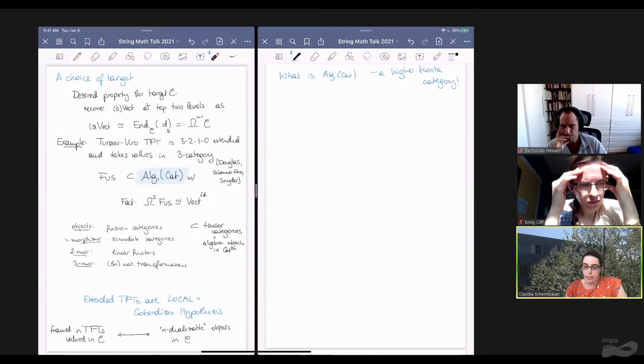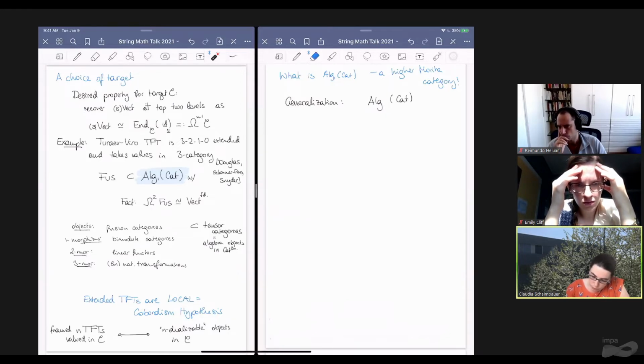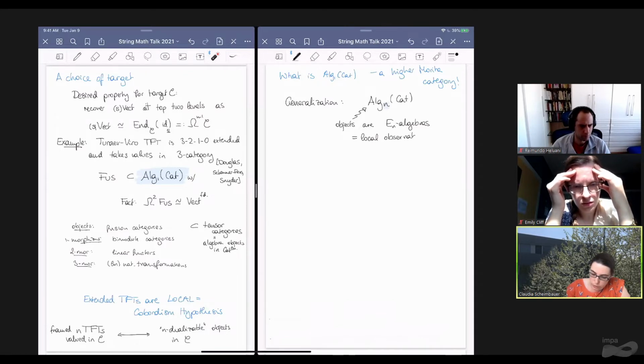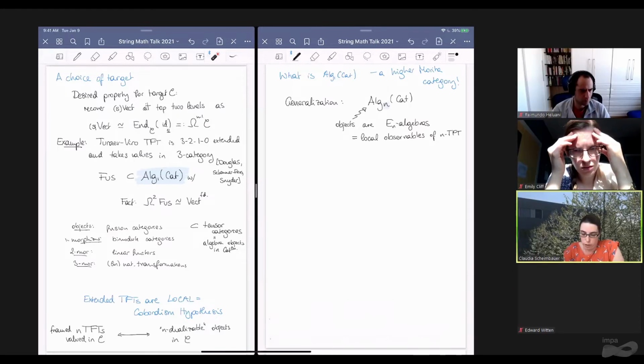So this algebra of cat is a higher Morita category. We have Morita because we have some algebras and some bimodules. And so now we have a generalization. Now we replace that one by an N. And so here now my objects are what are called E_N algebras, which you should think of as being the local observables of an N-dimensional TFT. So to the points in my theory we should attach the local observables of the TFT. That's a particularly simple situation.